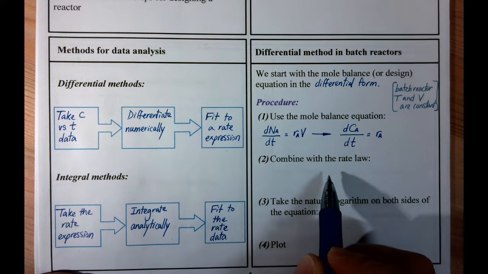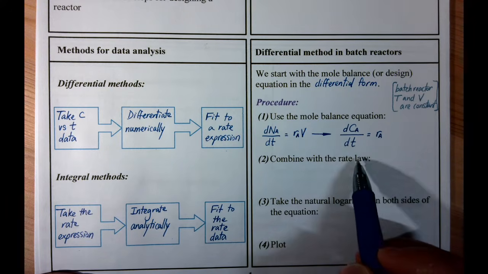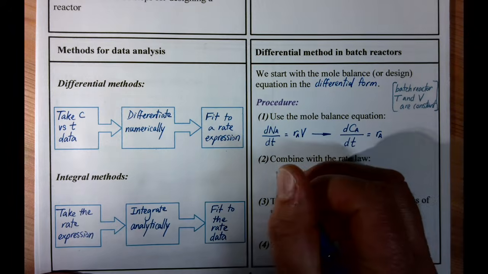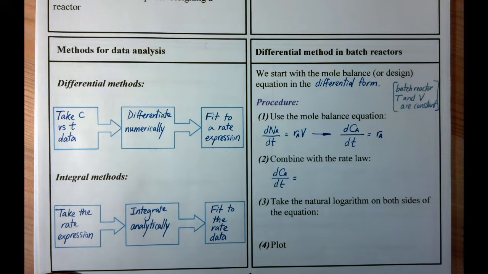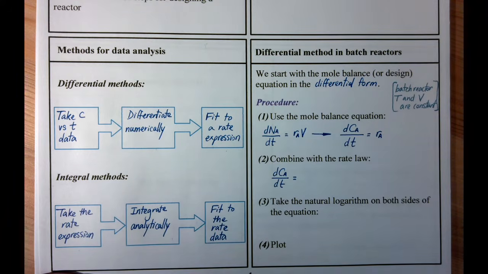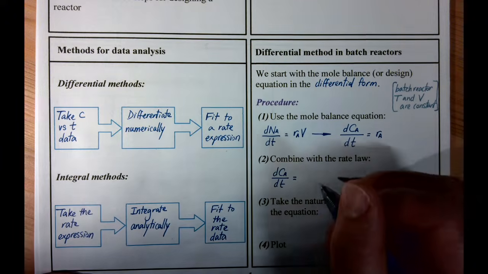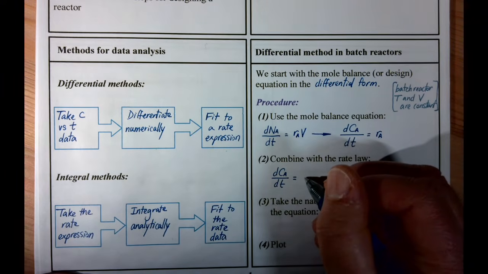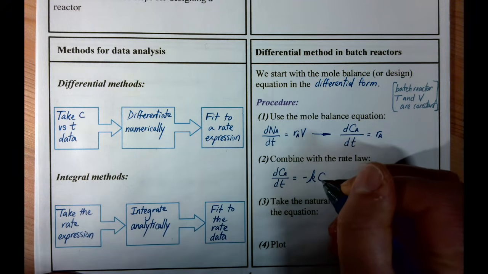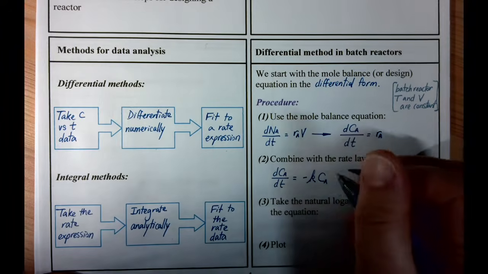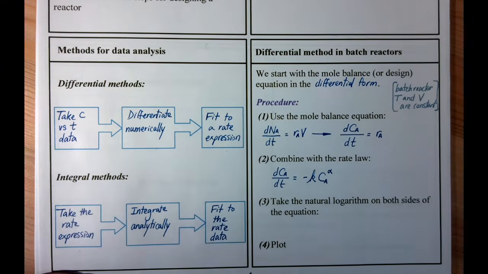Now, we're going to combine this mole balance equation with the rate law. dCA/dt is equal to the rate law. Now, we do not know what the rate law is, but we know that it's going to be the power law model. So it's going to be minus a constant times the concentration of A to the power of a number that I don't know and that I'm going to call alpha. I'm assuming here that A is my only reactant in the system.